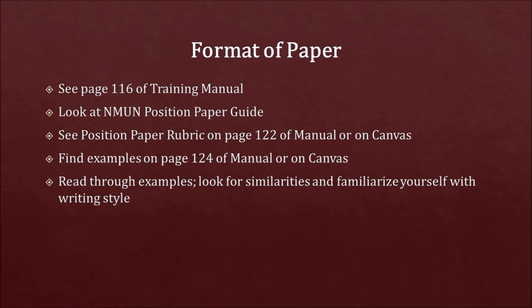You should also take a look at the National Model UN Position Paper Guide, since that covers exactly what National Model UN wants to see in terms of formatting for position papers. If you want to understand what we will be looking at when we revise your position papers, there is a rubric available on page 122 of your manual and on Canvas. And in your manual on page 124, you can find more examples, and some of those are here on Canvas as well. So look through those examples and try to familiarize yourself with the writing style of a position paper.